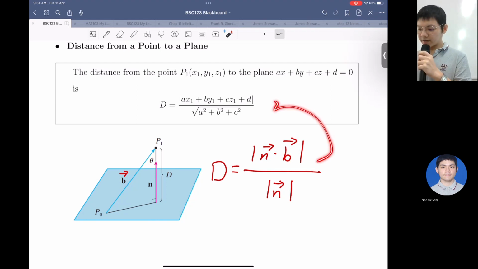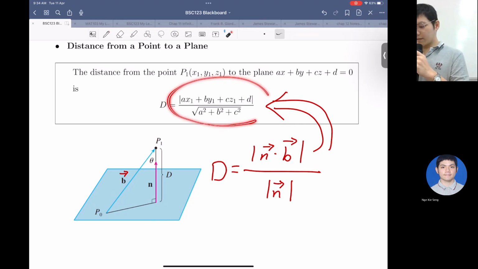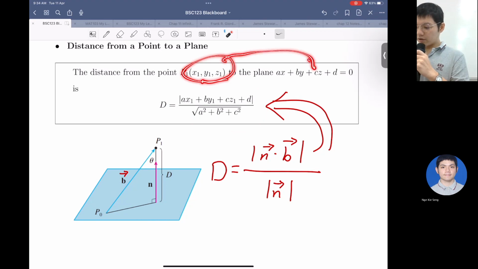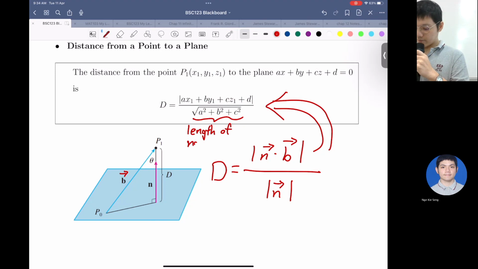So this is how you get this equation here. Otherwise, you just memorize this formula. This formula is just substituting the point into your plane equation, and then dividing by the length of the normal vector. So this is the length of the normal vector.